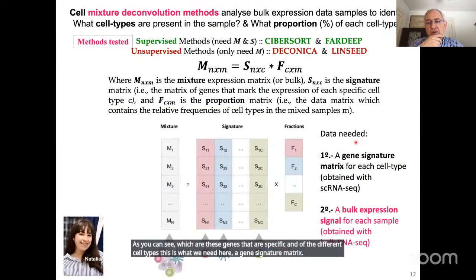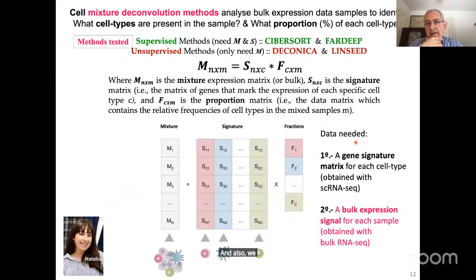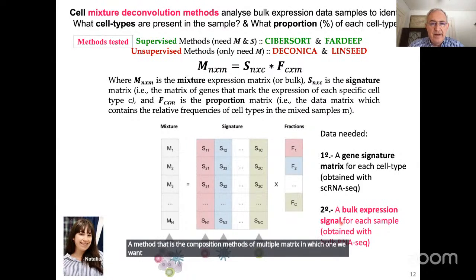And we also need a mathematical method, usually a matrix decomposition method, in which we want to identify which cells are present in the mixture of the bulk signal that we have.